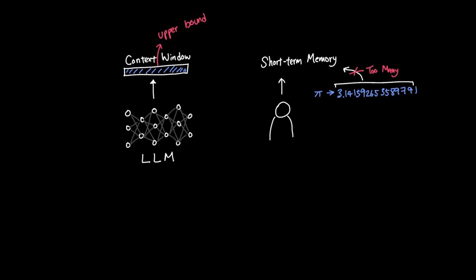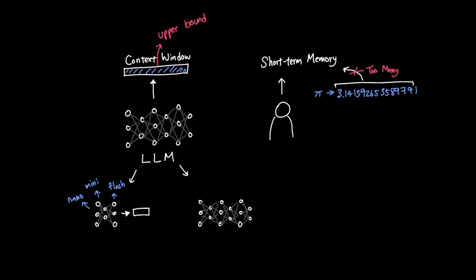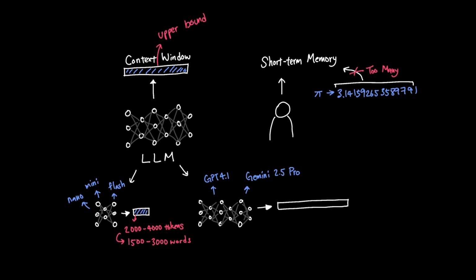And this context window depends on a model-to-model basis. For example, a lot of nano, mini, and flash models can have very similar context window in the size of 2,000 to 4,000 tokens, which amounts to about 1,500 to 3,000 words. Conversely, bigger models like GPT 4.1 and Gemini 2.5 Pro offer a context window up to 1 million tokens, which is equivalent to roughly 750,000 words or about 50,000 lines of code.